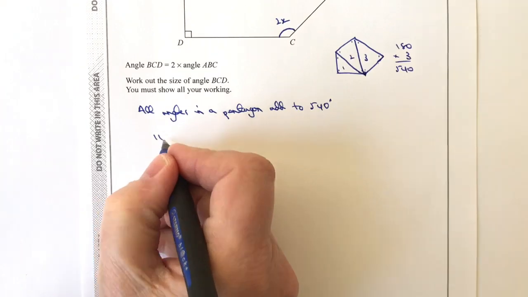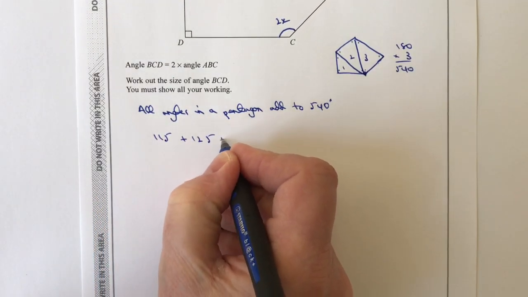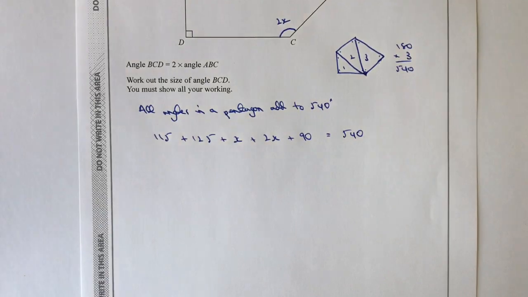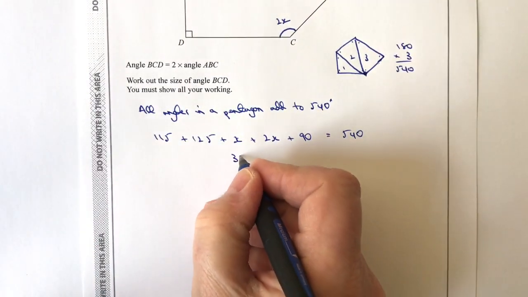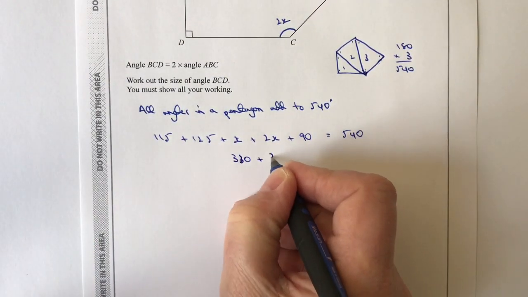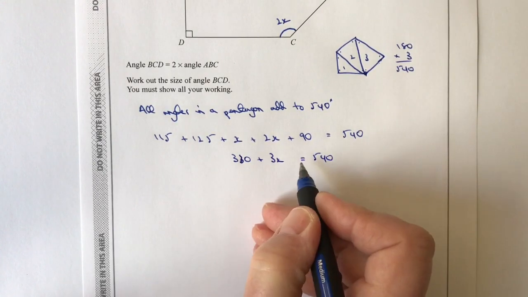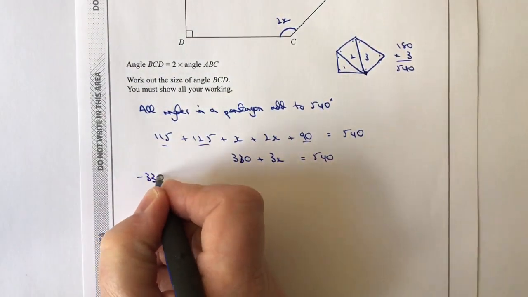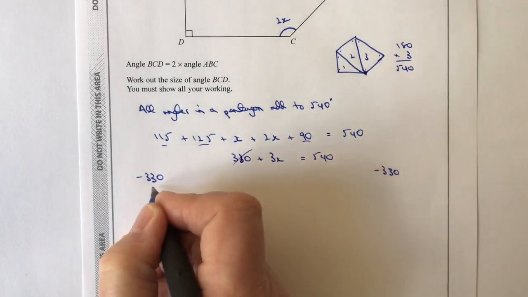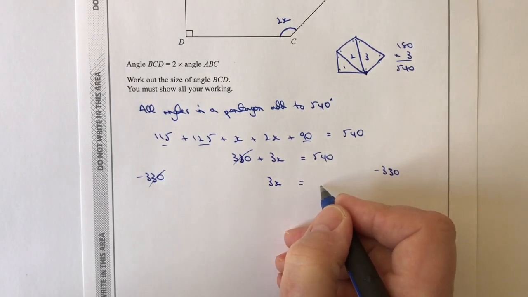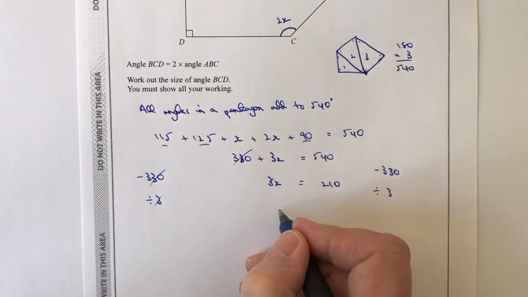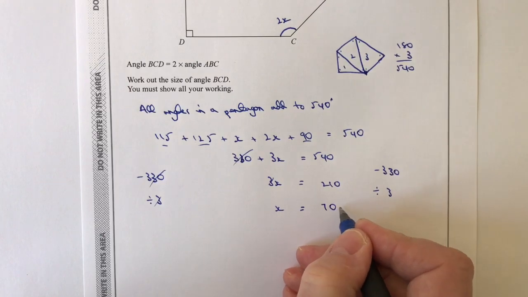So let's do that. I'm going to say 115, which is my first angle, plus 125 plus x plus 2x plus 90 degrees equals 540. Then really it's just a case of tidying that up. What I end up with is 330 plus 3x equals 540. That 330 is that one added to that one added to that one. I'm going to minus 330 from both sides, which means I get 3x equals 210. Then I'm going to divide by 3, again both sides, because I get just x, which is what I want, and that means that x is 70 degrees.